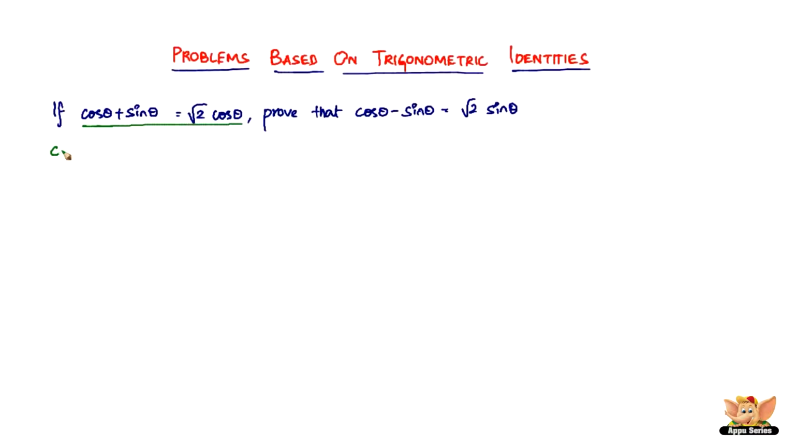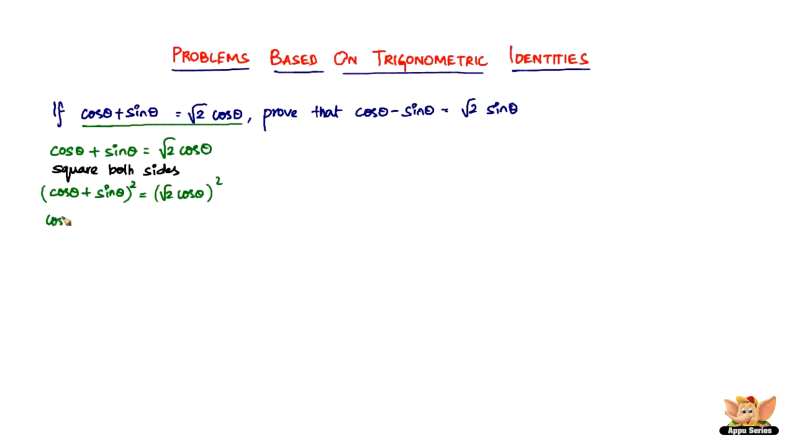So we have cos theta plus sin theta equals root 2 cos theta. What we have to do is square both sides first. When you square both sides, you get cos theta plus sin theta, the whole square, equals root 2 cos theta, the whole square. So when you square this, it is of the form a plus b the whole square, so a square plus b square plus 2ab.